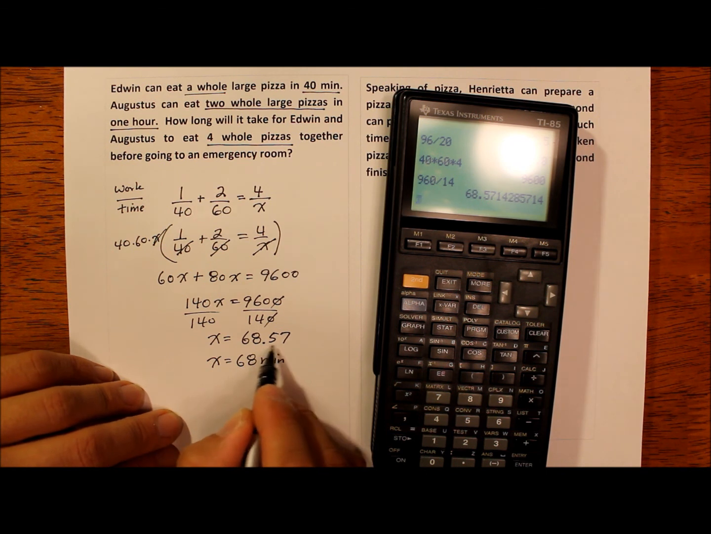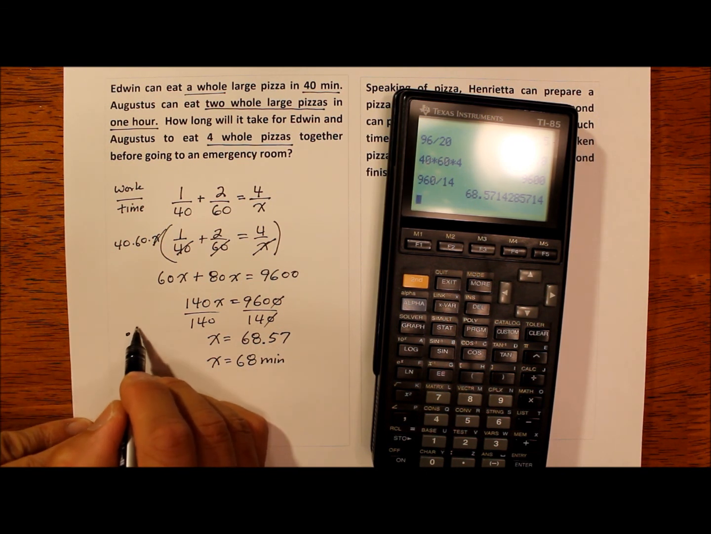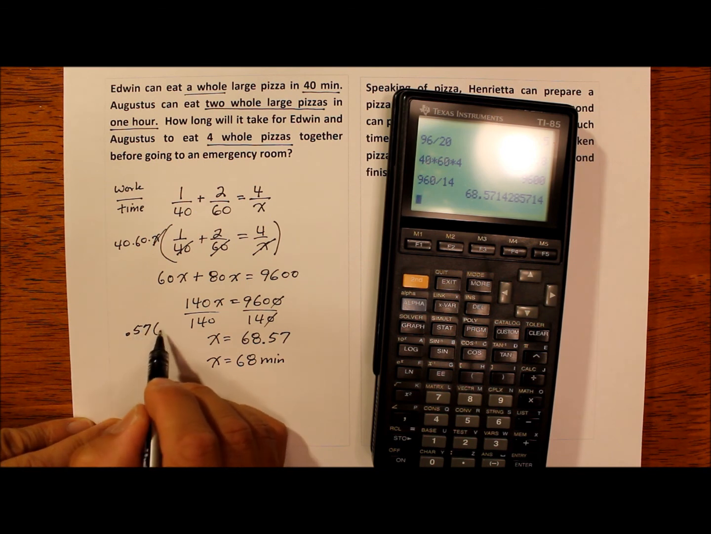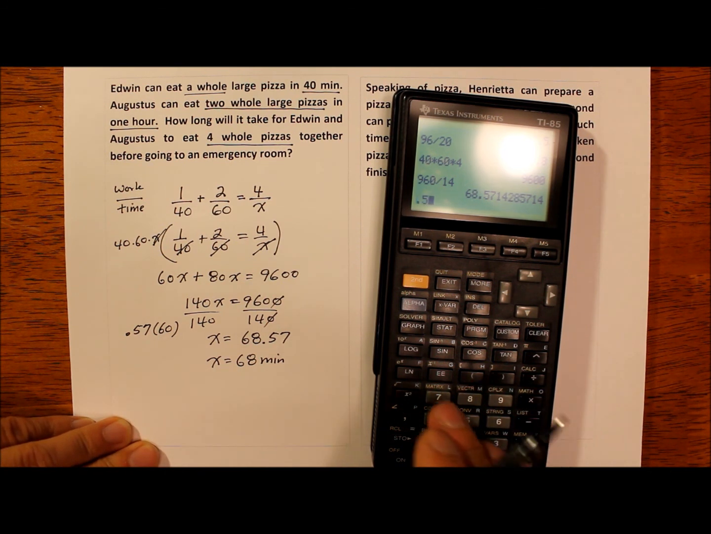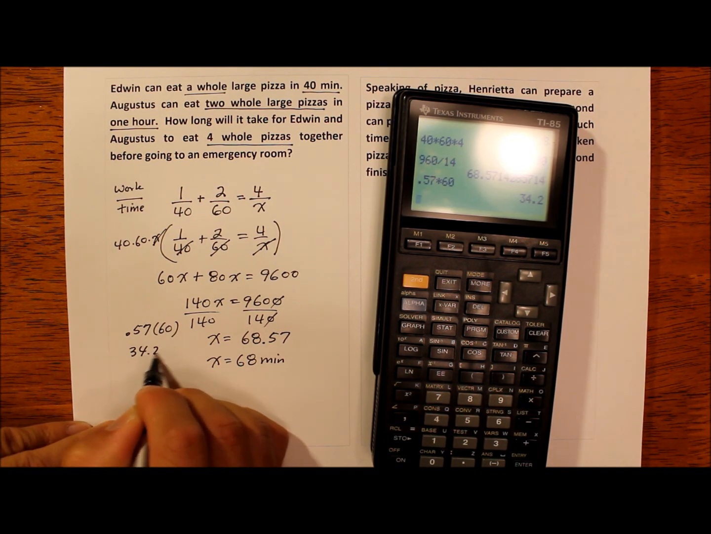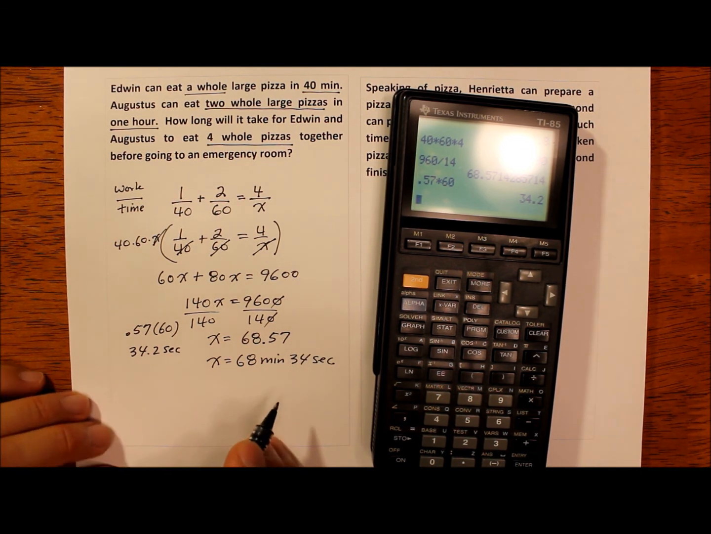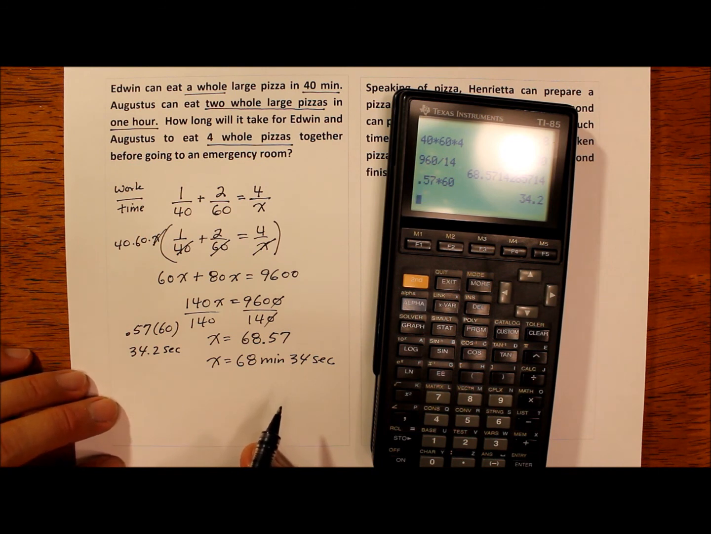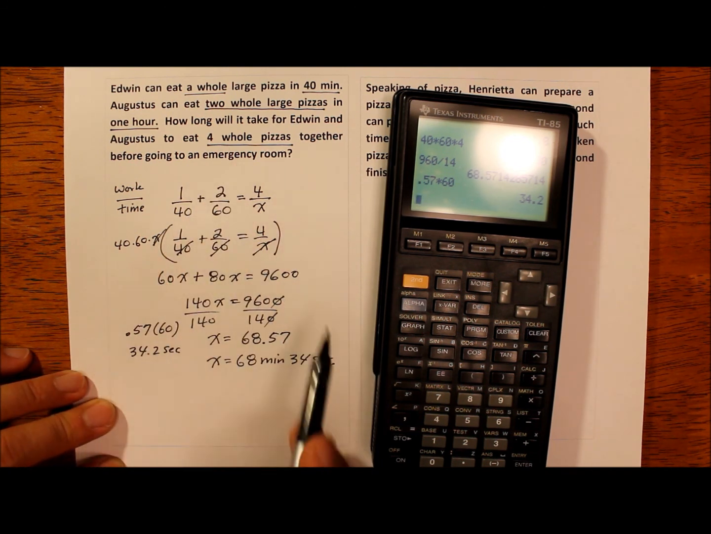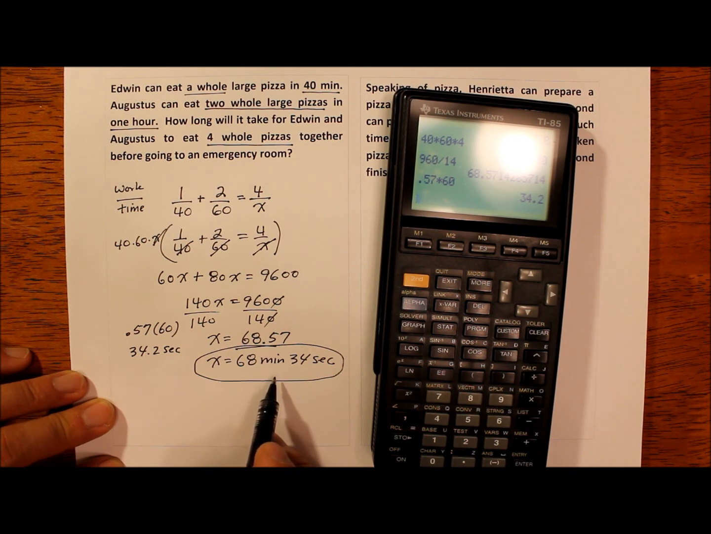And though that's not 57 seconds, remember what I said before, change that into a chronological number by multiplying it by 60. In this instance, it's going to be seconds. So 0.57 times 60, and that will give me 34.2 seconds. So round it to just 34. Okay, so Edwin and Augustus can eat 4 whole pizzas in 68 minutes and 34 seconds until they blow up and they have to go to the hospital. Enjoy.